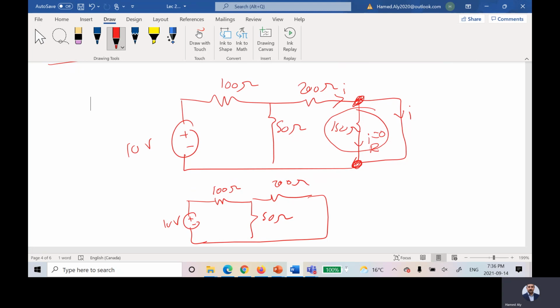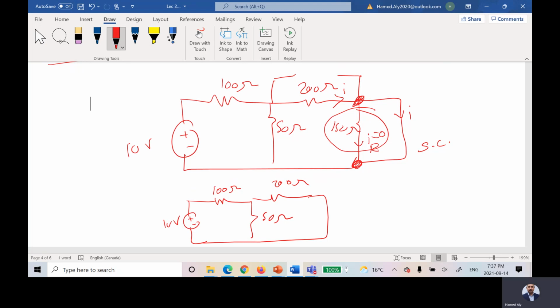Okay. Now, this is called short circuit. What about open circuit? Open circuit, for example, something like that. This is open circuit. I have an open branch.